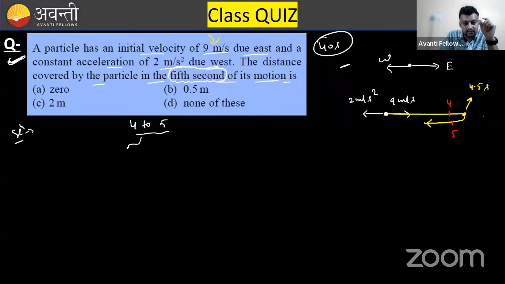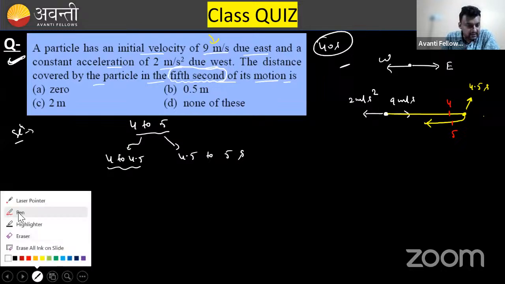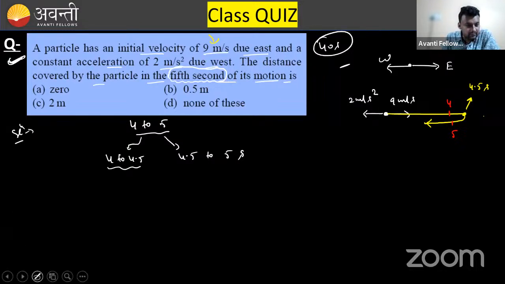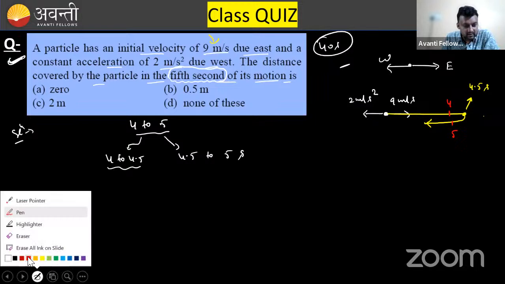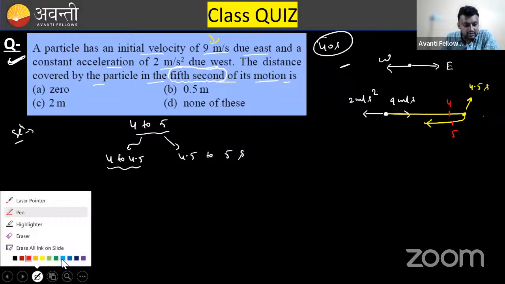What are the two parts? One is 4 to 4.5 and another is 4.5 to 5 seconds. That's what we should do. So first of all, I will do this 4 to 5. And again, just answer me one thing. There were a lot of schools there. Just answer me one thing, that at t equals to 4 seconds, what will be the velocity of the particle?